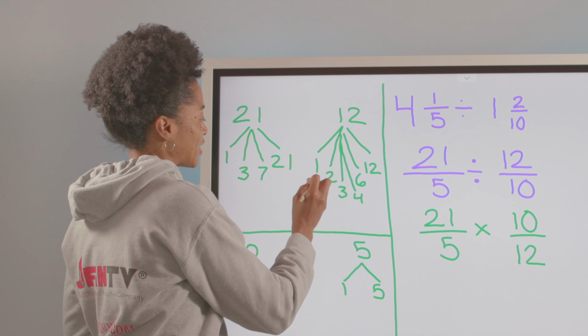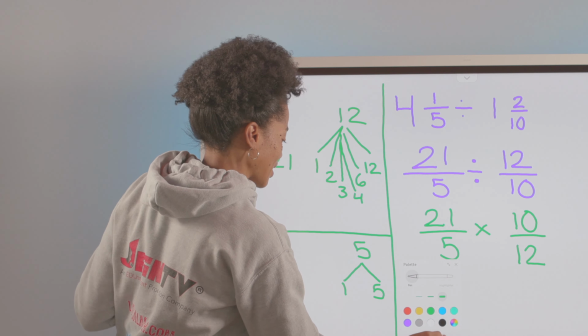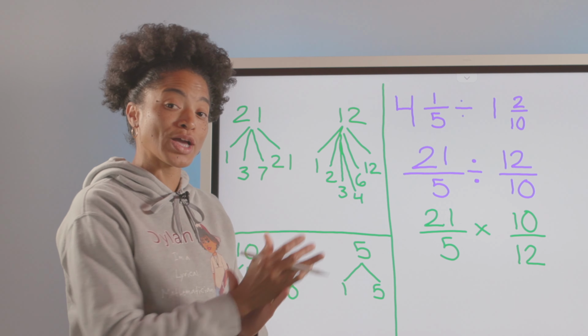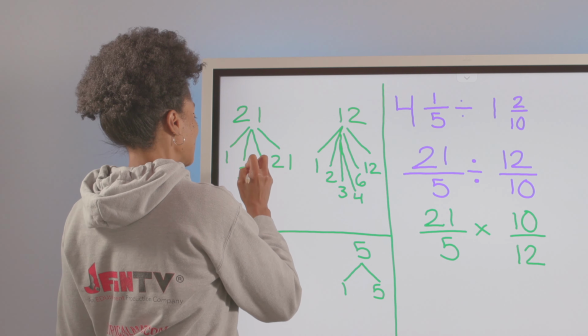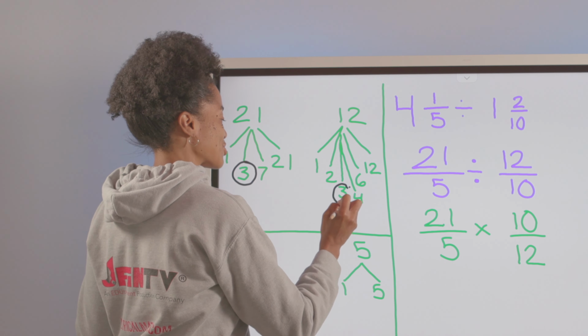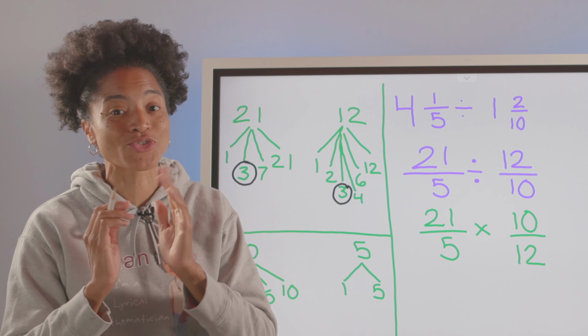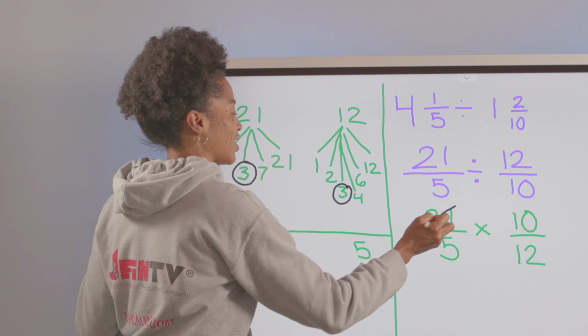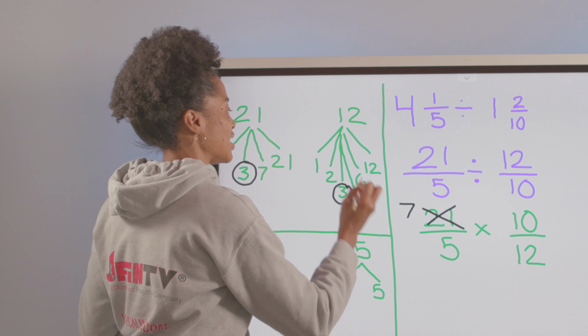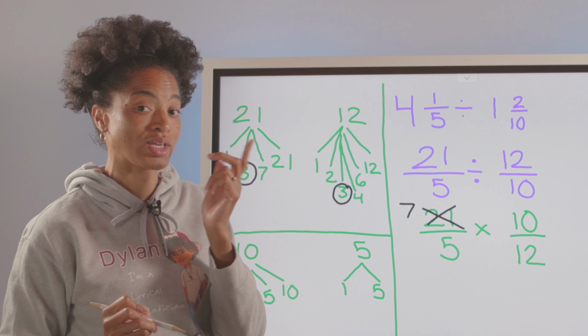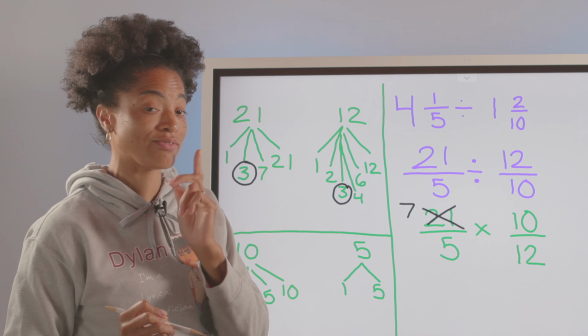Did you say 3? You're rocking with me? Let's circle 3. All right, so cross-divide diagonal numbers by their GCF. 21 divided by 3 is going to give us 7. 12 divided by 3 is going to give us 4. Let's look at the other diagonal numbers.